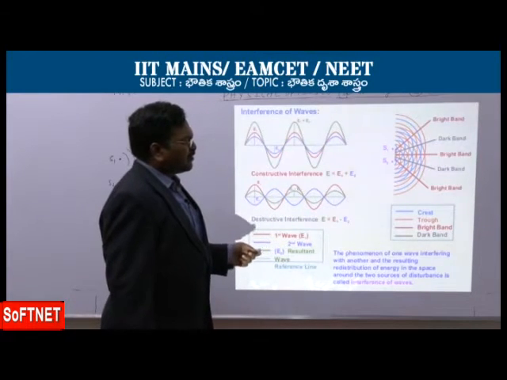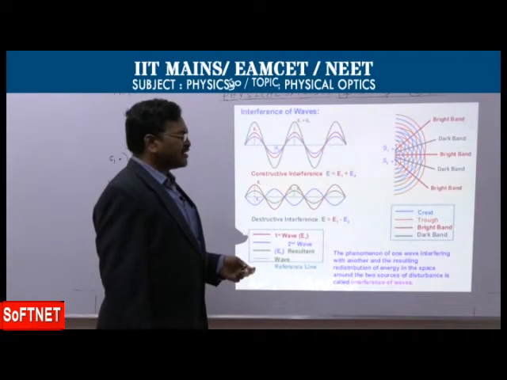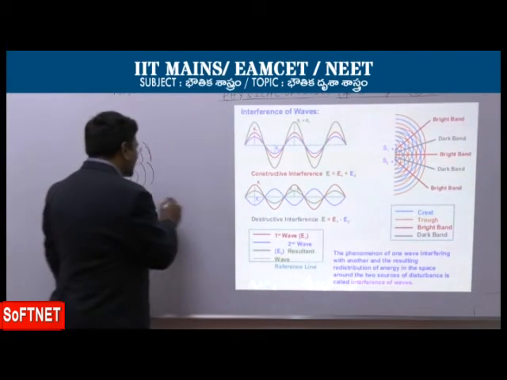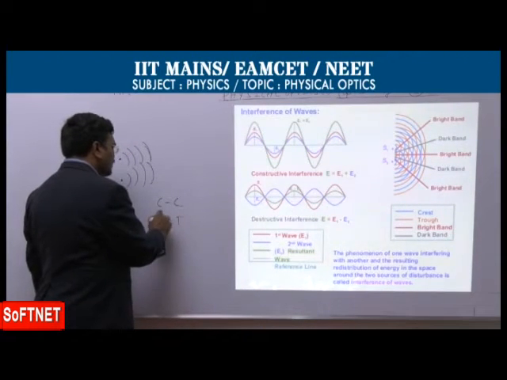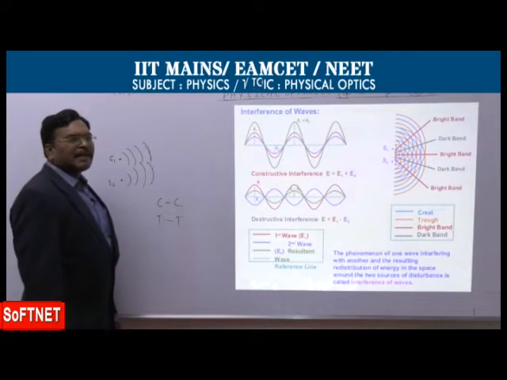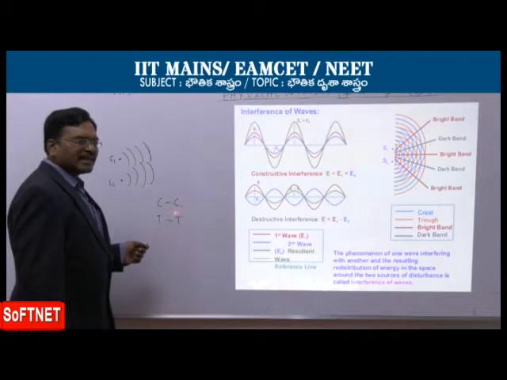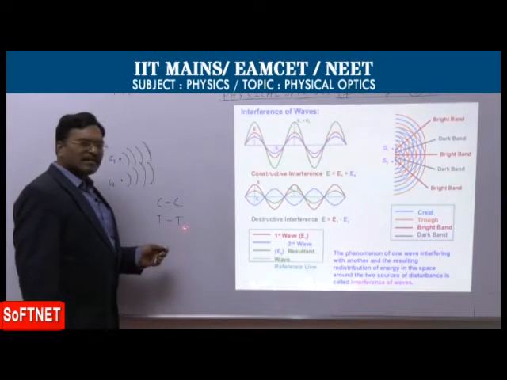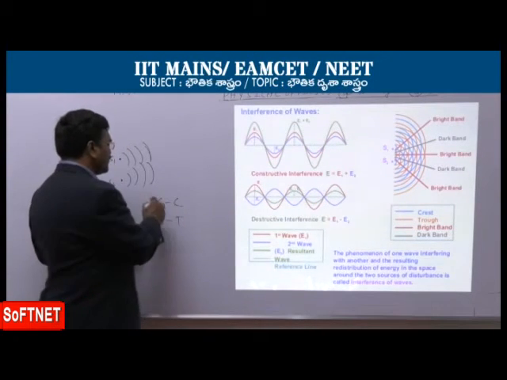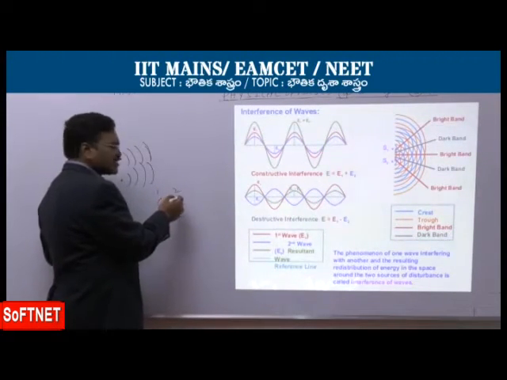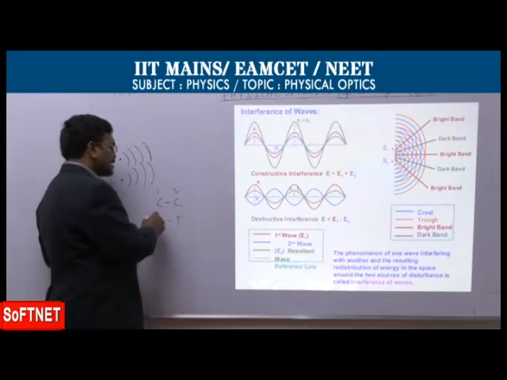Here, transverse waves. Transverse wave means what? We have crests and troughs. Here the crest of one wave overlaps the crest of the other wave, or the trough of one wave overlaps the trough of the other wave. At that time a bright band will form, we are getting maximum intensity. We are getting these two in phase. Crest of one wave overlaps the crest of the other wave, both are in phase. We are getting maximum intensity.